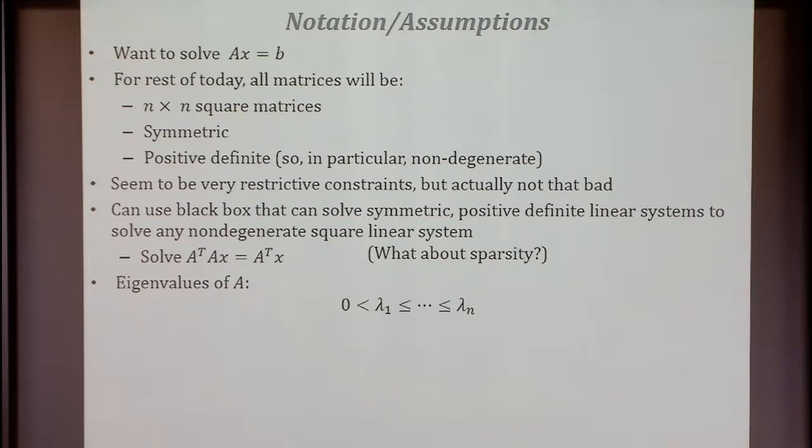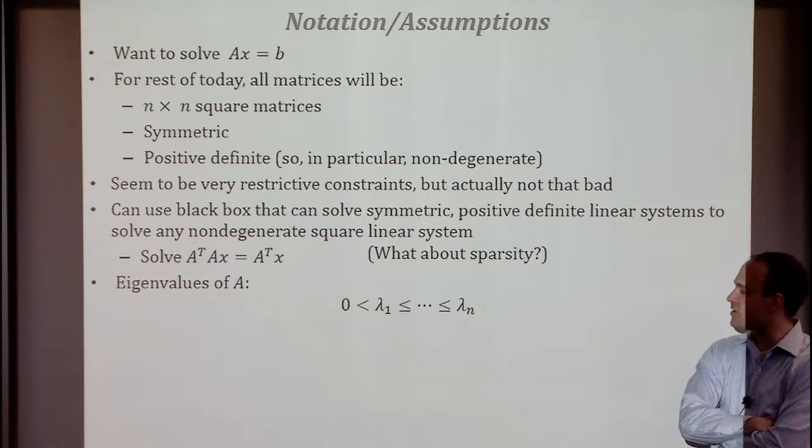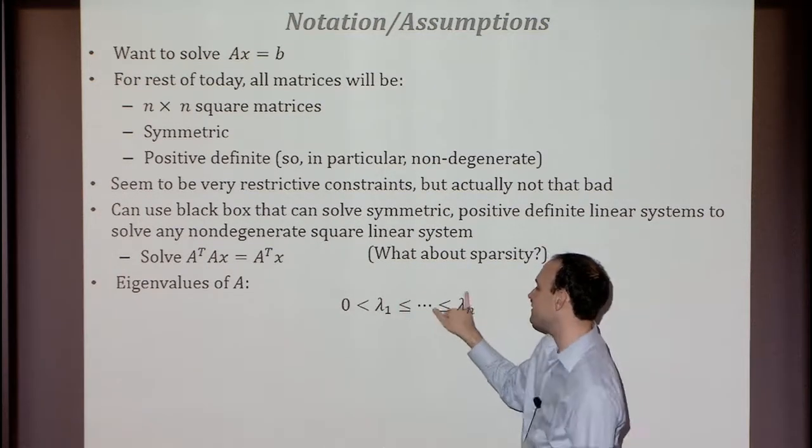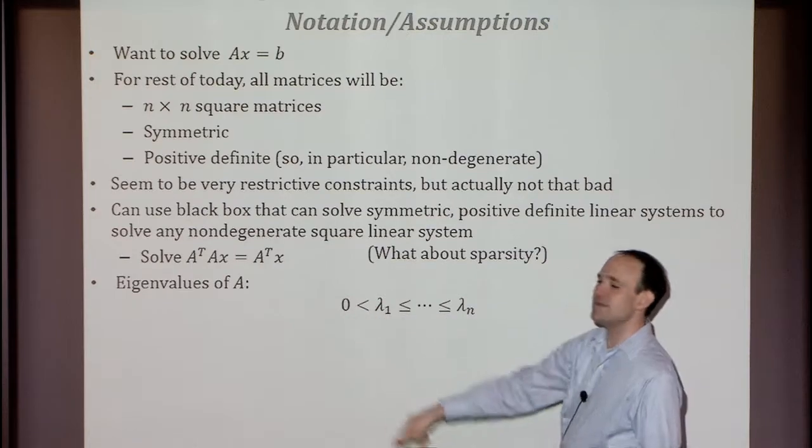OK, so other notation. Unless I say otherwise, lambdas always mean eigenvalues. I'll sort them in order, so lambda 1 is the smallest, lambda n is the biggest, and I'm assuming positive definite, so that's a strict inequality.